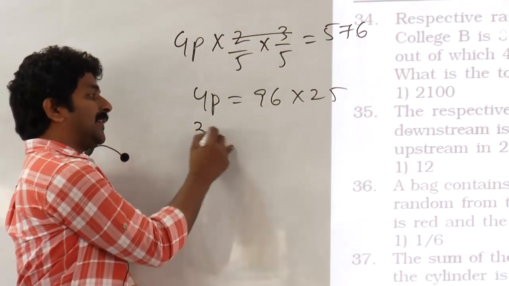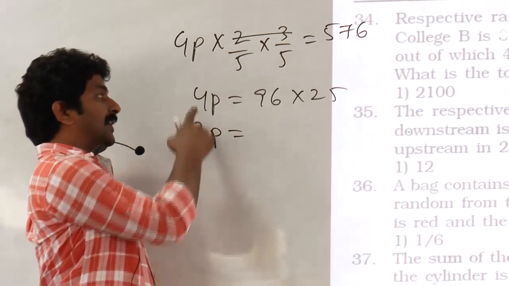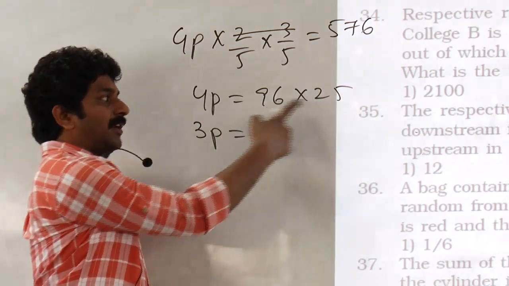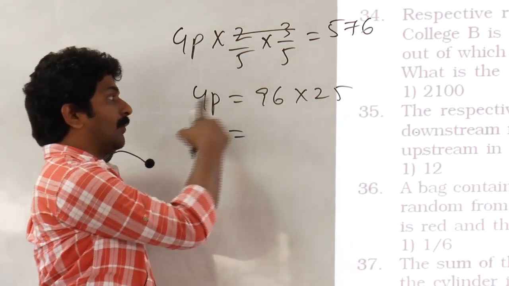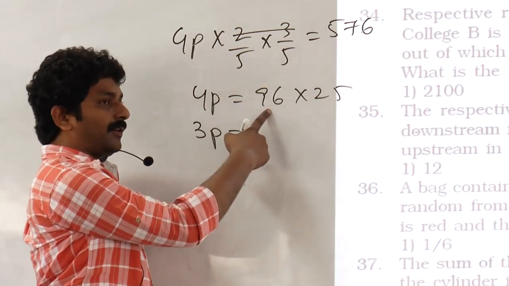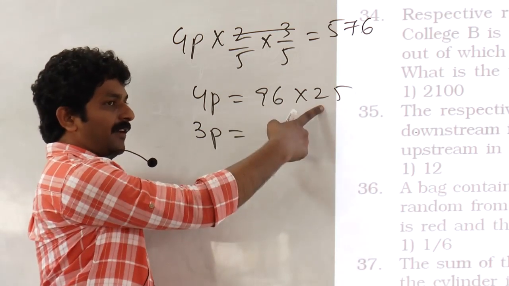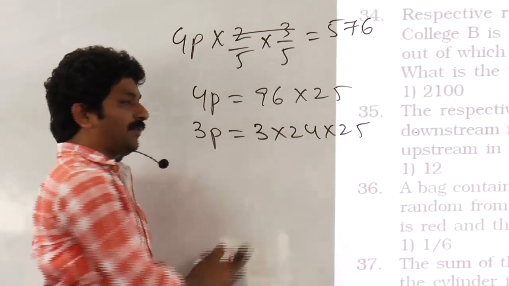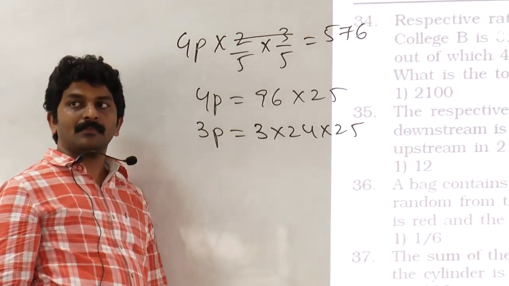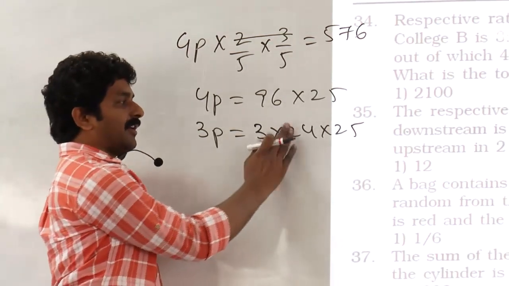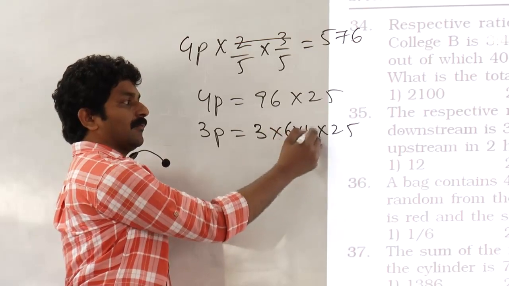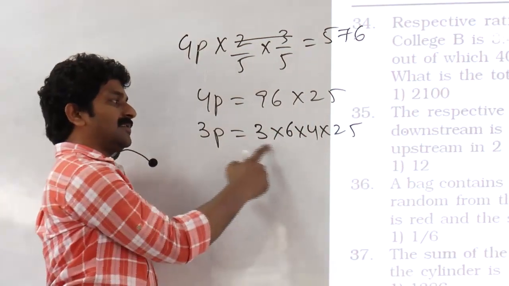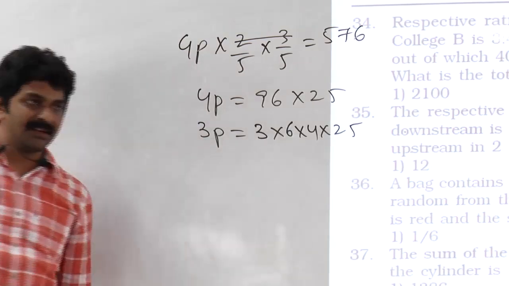But you need to calculate 3 parts. 3 parts is equal to how much? 24 times into 25, 3 parts. You can write this number 24 as 6 into 4. 4 times 25 is 100. 6 times 3 is 18. Answer 1800.